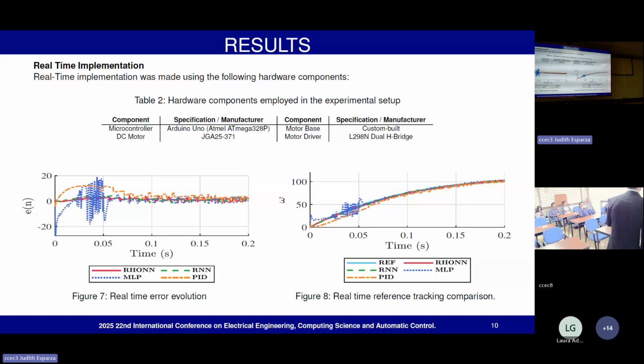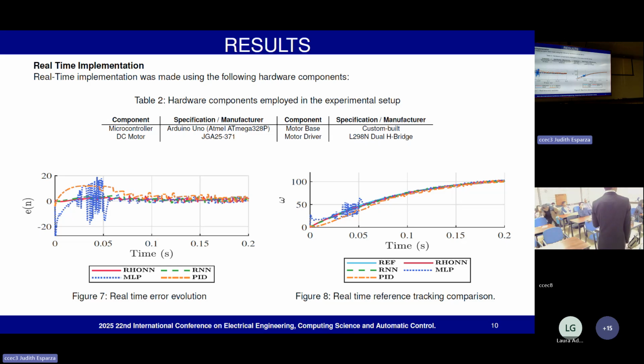As the paper title says, we did a real-time implementation with the following hardware components. We use an Arduino Uno. We use a DC motor with that specific part number. We use an L298N dual H bridge to amplify the PWM signal that was computed by the Arduino Uno. And we did a custom built motor base in order to mount the whole experiment.